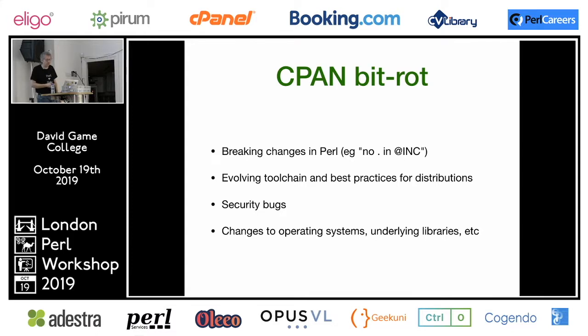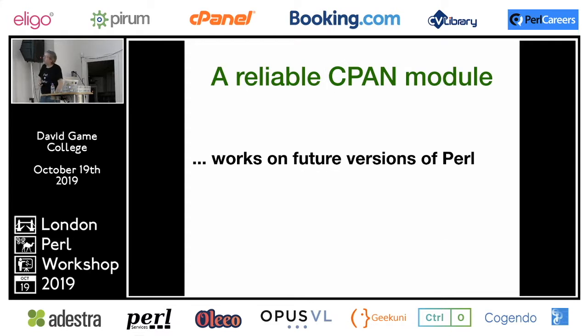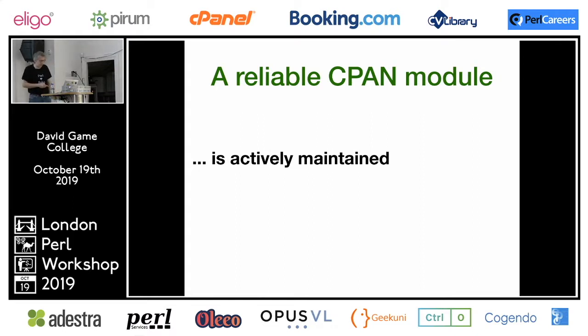But suddenly they weren't. Evolving toolchain and best practices for distributions. I'll come on to CPANTS in a bit, which is the way to test: is this distribution playing nicely with the CPAN toolchain? There can be security bugs. If a security bug gets found and patched in Perl, that might be a breaking change, but there might be security issues somewhere else in the CPAN system as well, and obviously changes to the underlying operating system, etc. So you want a reliable module to basically work on future versions of Perl, which basically means you want a module that's actively maintained. Pretty obvious, I guess.